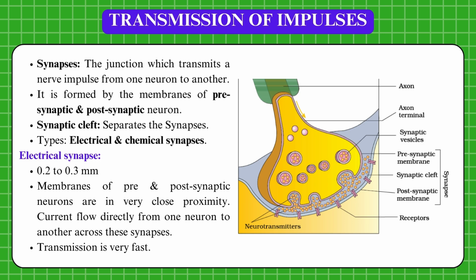There are two types of synapses, namely electrical and chemical synapses. Let's see the electrical synapses. Electrical synapses have a gap of about 0.2 to 0.3 mm. The membranes of pre- and postsynaptic neurons are in very close proximity. The current flows directly from one neuron to another across the synapse. So the transmission is very fast in electrical synapses.